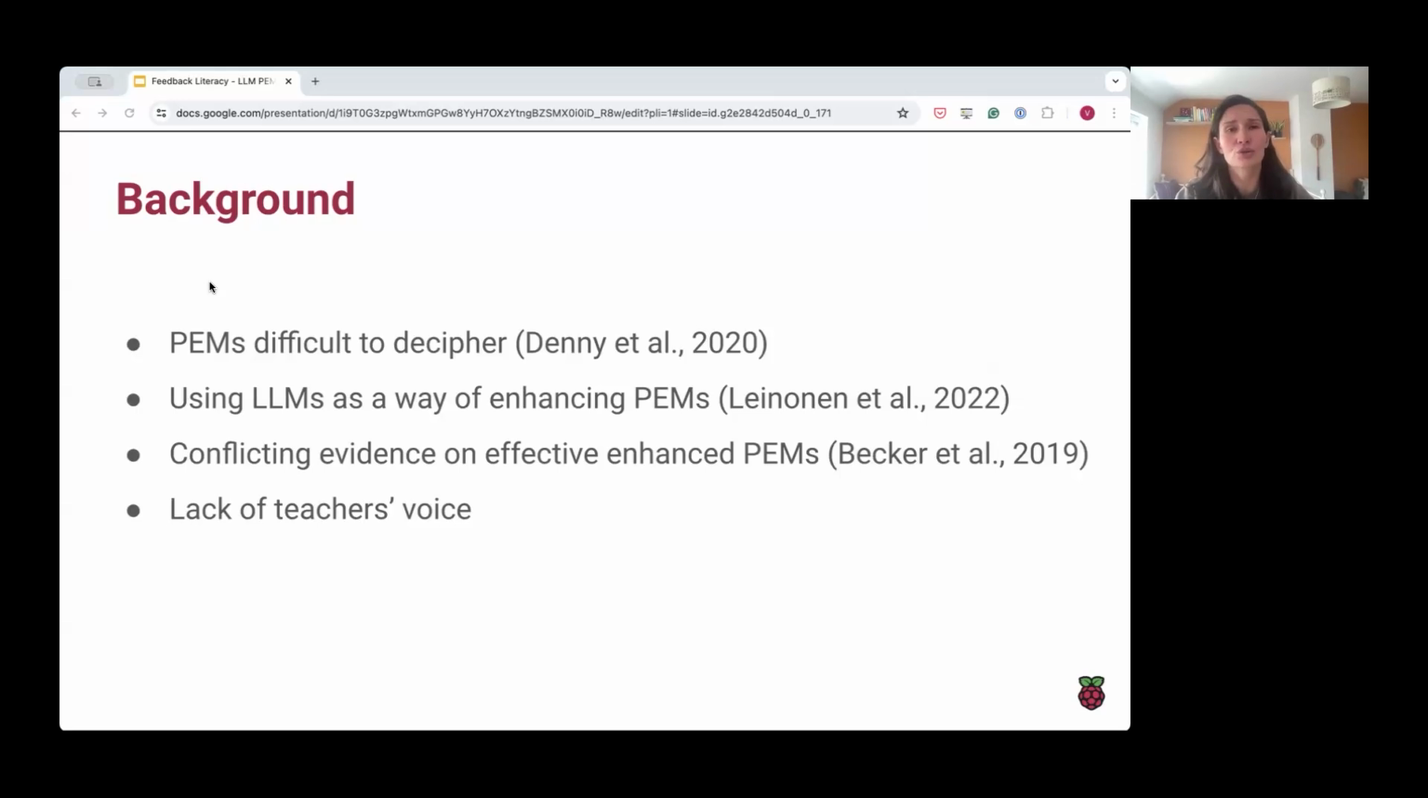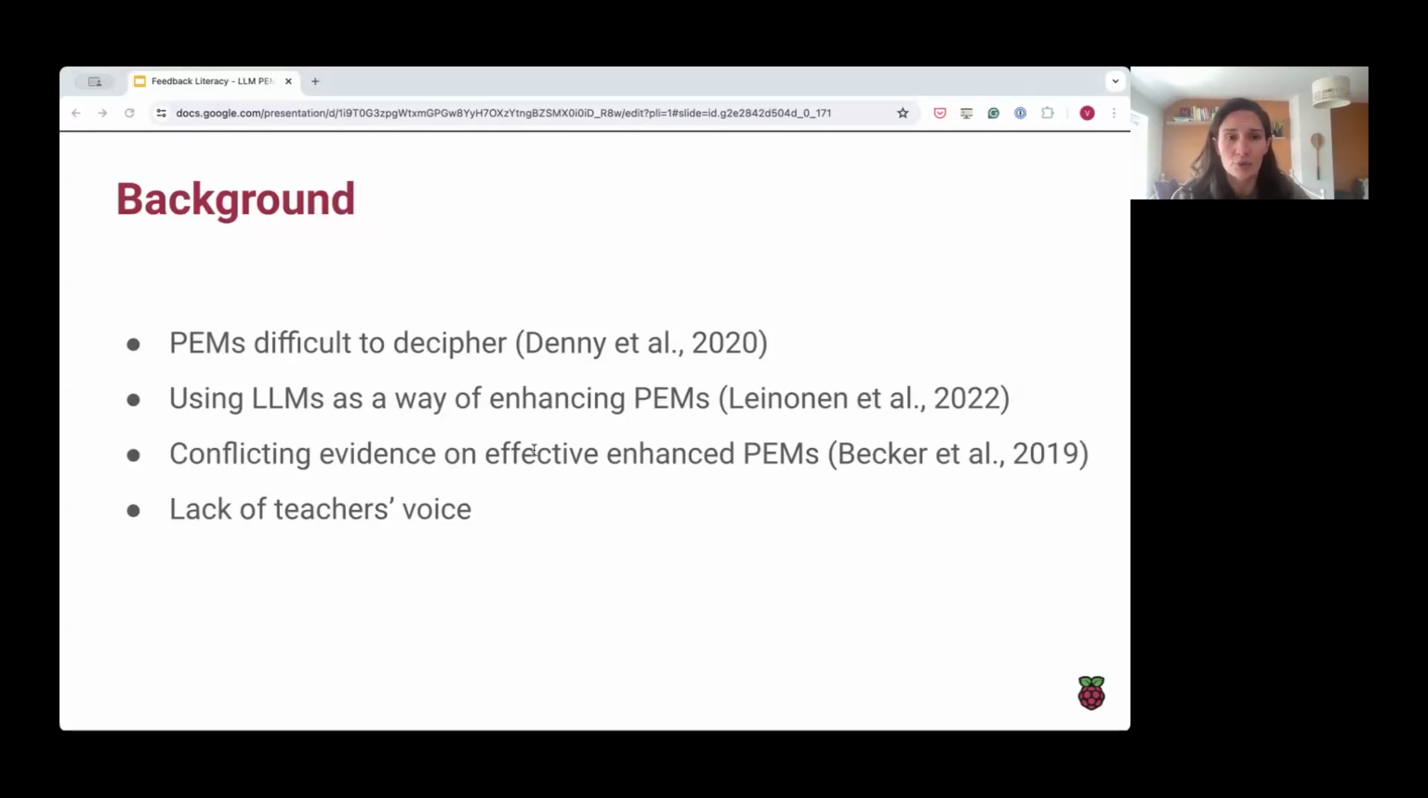Programming error messages are notoriously difficult to decipher due to poor readability, including poor vocabulary, lack of sentence structure, and use of jargon. And programming error messages can often be a barrier in students learning to program, especially for novices who get stuck on errors they are unable to fix. Therefore, there have been ongoing efforts to improve programming error messages. And there is a whole research area dedicated to identifying and evaluating ways of improving and enhancing programming error messages.